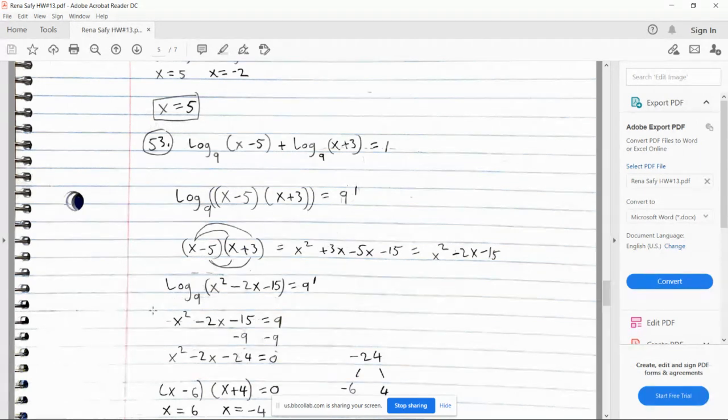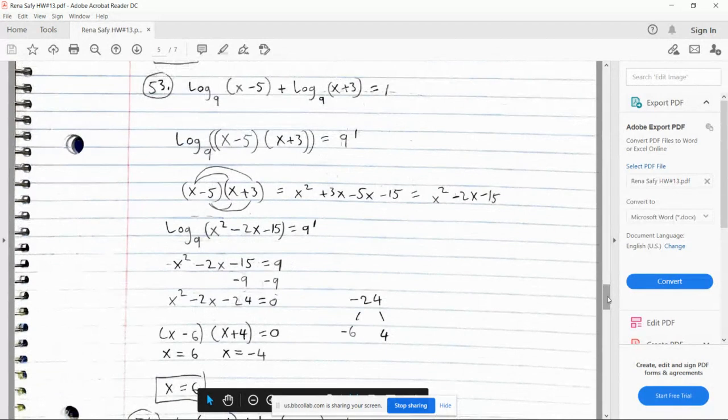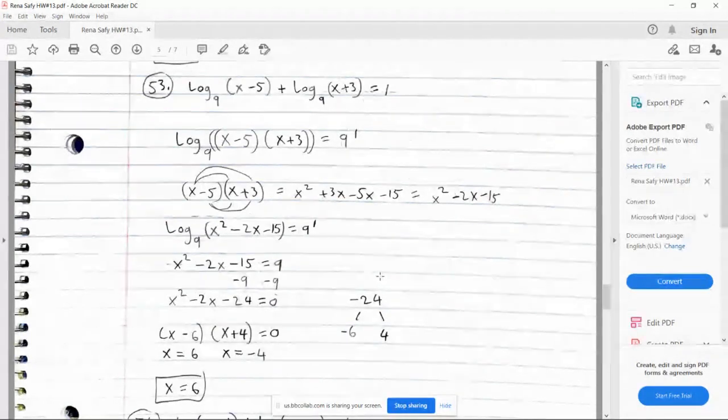So your second step, you just combine the 2 logs into 1 log. Log base 9 x minus 5 times x plus 3. This should be still equal to 1. I typed it in the chat. But when can I change it to the same basis?